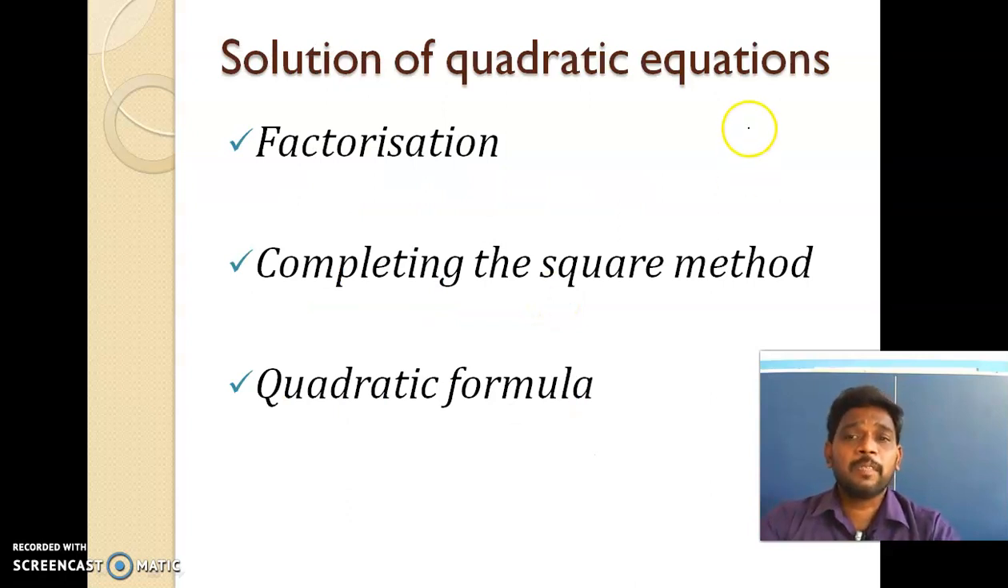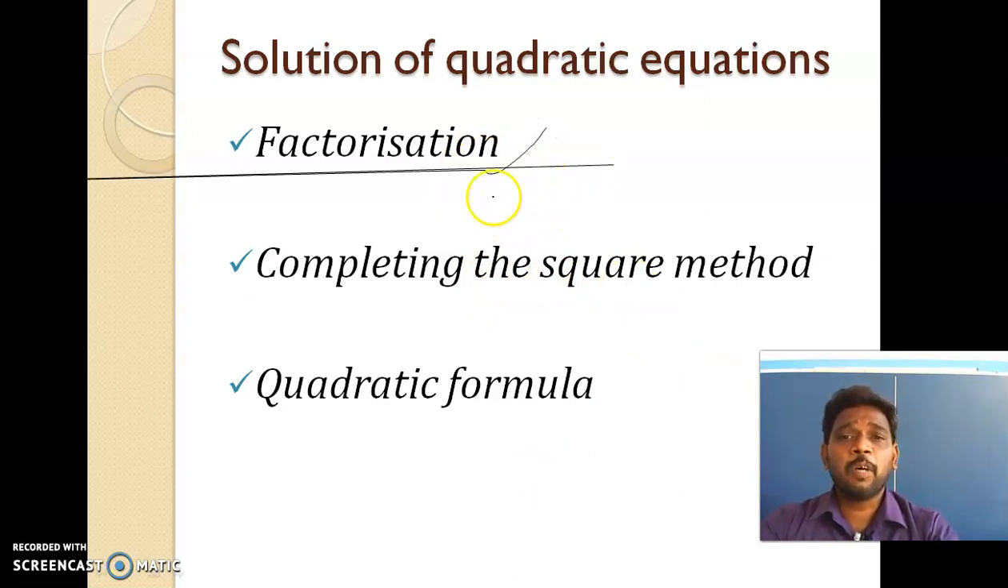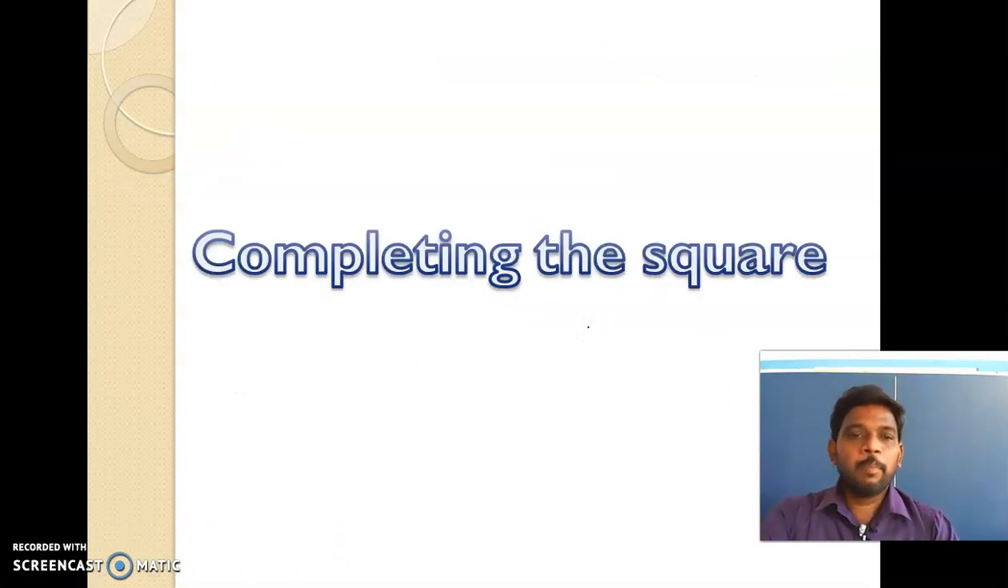So these are the methods for solving quadratic equations. Okay, so factorization method, completing the square method, and quadratic formula. In the last class we have seen how to solve the quadratic equation through factorization, and today we are going to see the next method, that is completing the square method, right? So through this method, how can we solve a quadratic equation, right?